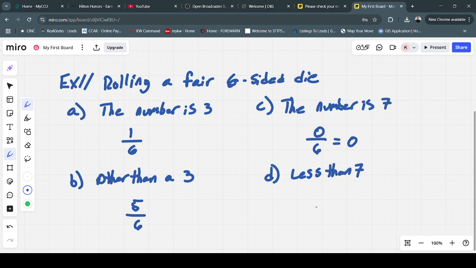So the number is less than 7. Well, there's 6 numbers less than 7 out of the 6 total numbers on the die, so the answer is 1. And this is certain, right?